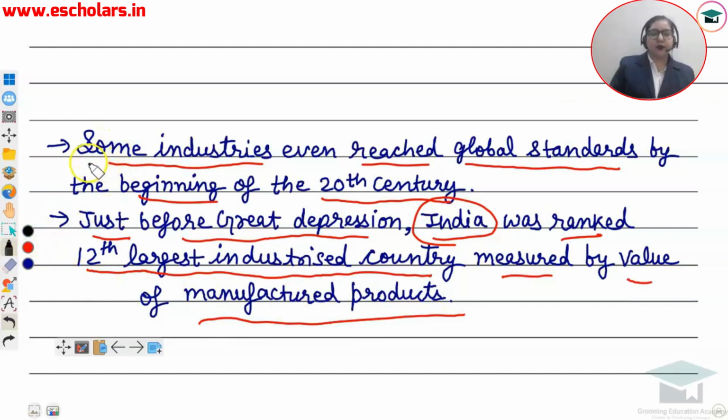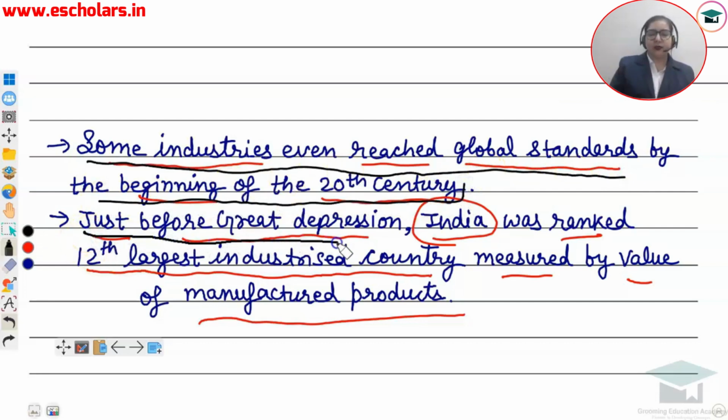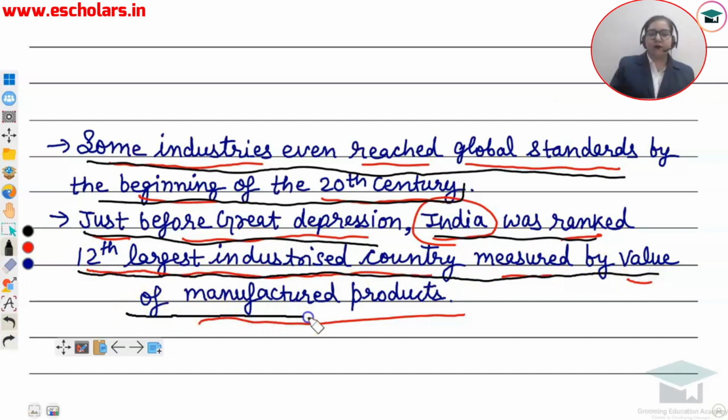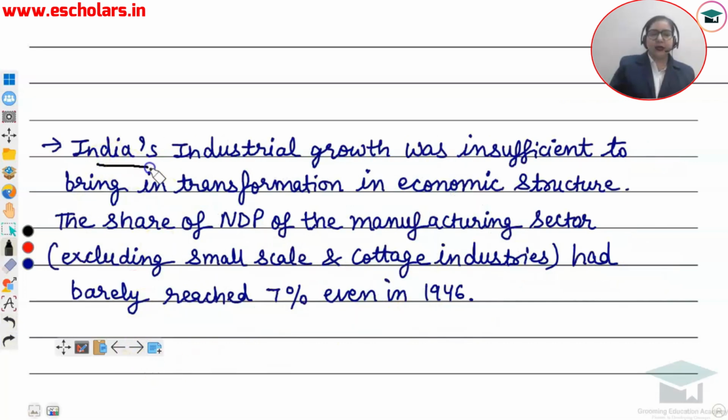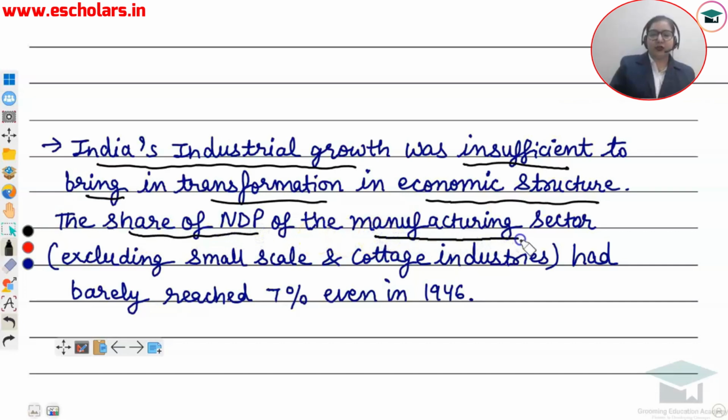So let's recall it till now. Some industries even reached global standards by the beginning of the 20th century. Just before Great Depression, India was ranked 12th largest industrialized country measured by value of manufactured products. India's industrial growth was insufficient in order to bring the transformation in economic structure. The share of NDP of the manufacturing sector, excluding small-scale and cottage industries, had barely reached 7% even in 1946.